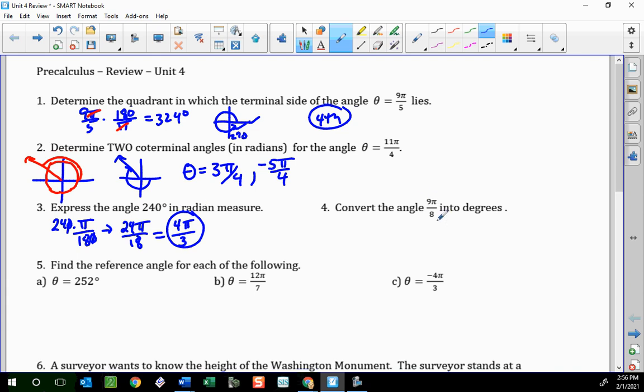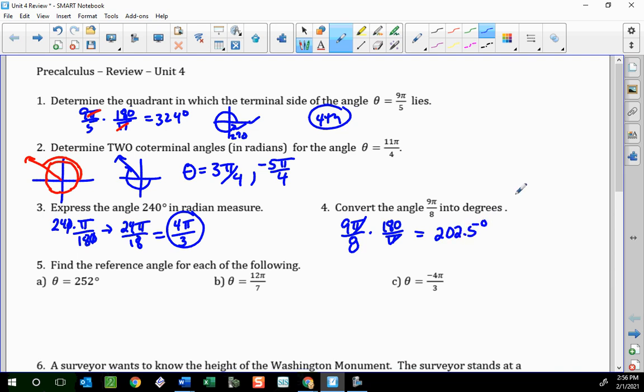Alright, so convert 9 pi over 8 to degrees. So 9 pi over 8 to degrees, so times 180 over pi. 9 pi over 8 is not one that you recognize from the unit circle. The pi's cancel. And so 9 times 180 divided by 8. You get 202.5 degrees.